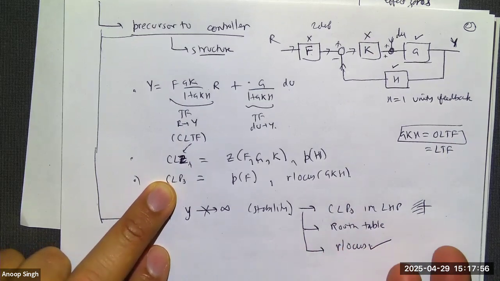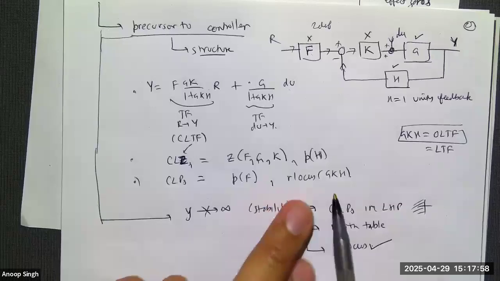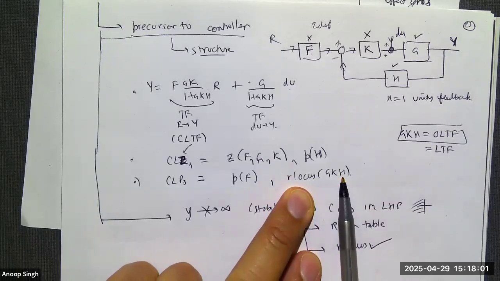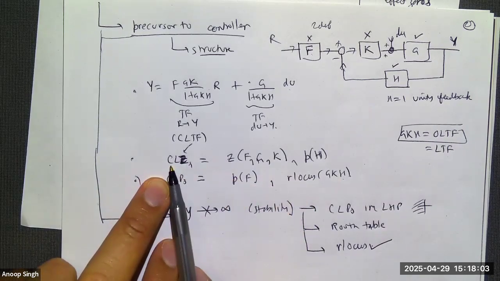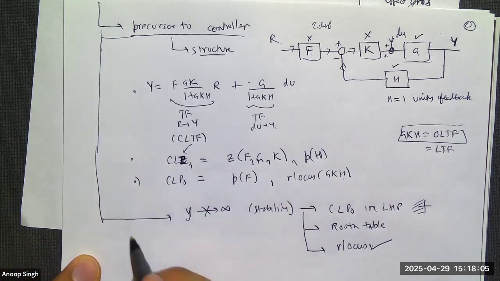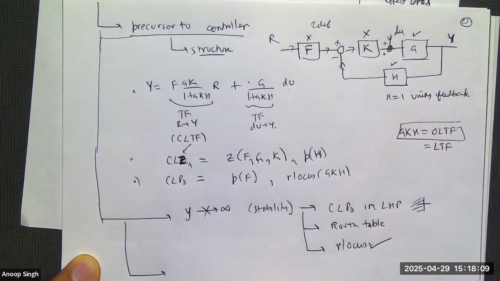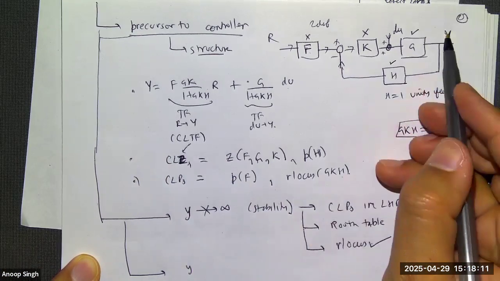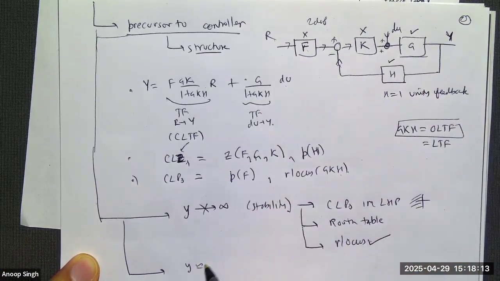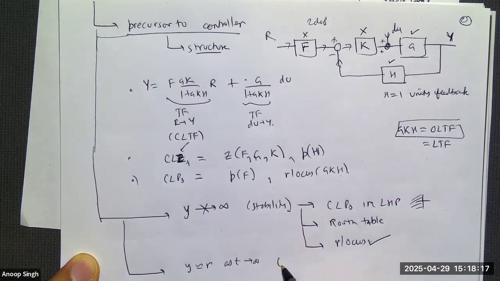Root locus tells you where the closed loop poles are going to be. Root locus of open loop transfer function tells you about the closed loop poles. You can just check it from there. And so that's first thing. We don't want the output to go to infinity. And then we also want the output to ultimately become equal to R as time goes to infinity. We call it low error.